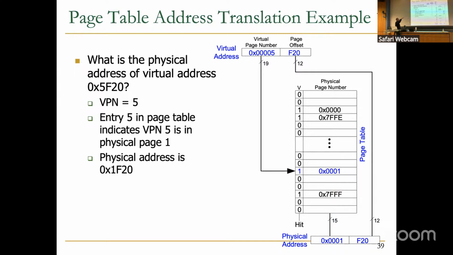And the virtual page number is 0x0005. So to which index do I need to go to the page table? To the fifth one, 0, 1, 2, 3, 4, 5. And I find out that my physical page is 0x0001, which means that the physical page number is this one. So I concatenate the physical page number with the page offset, and I get the physical address with which I can access the physical memory.